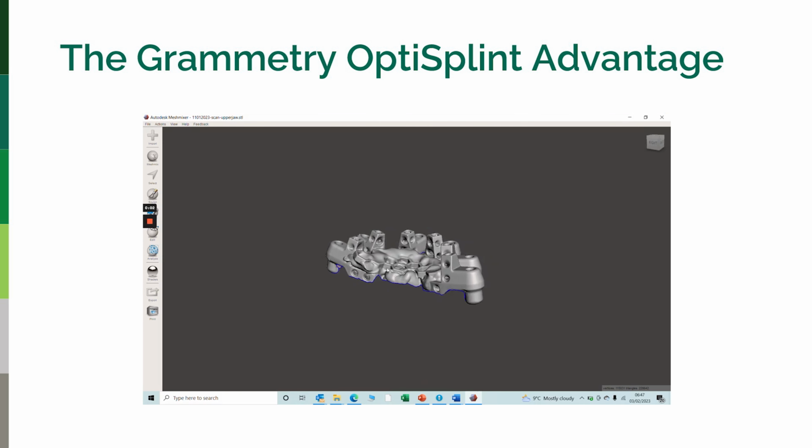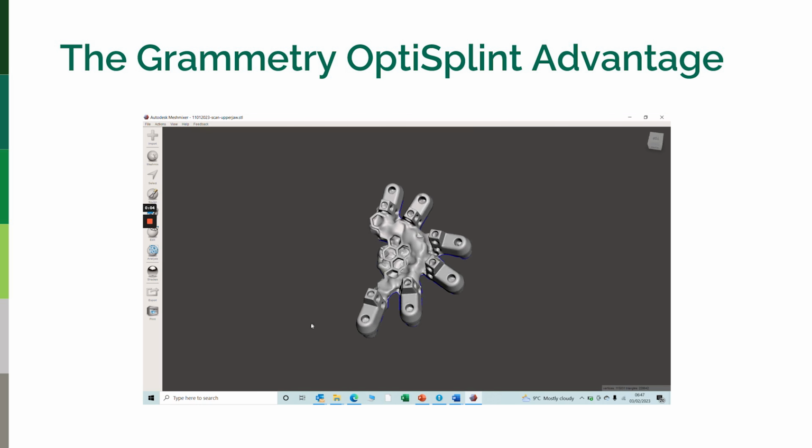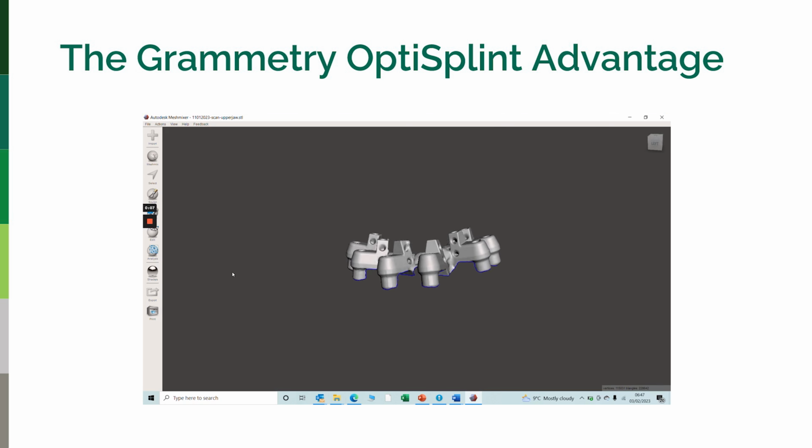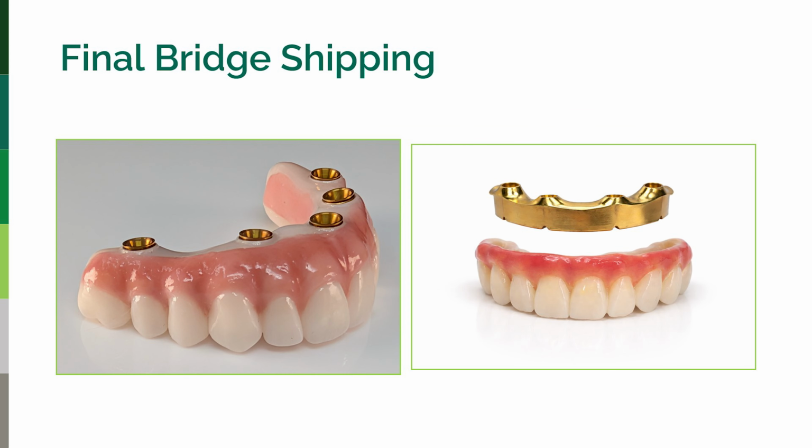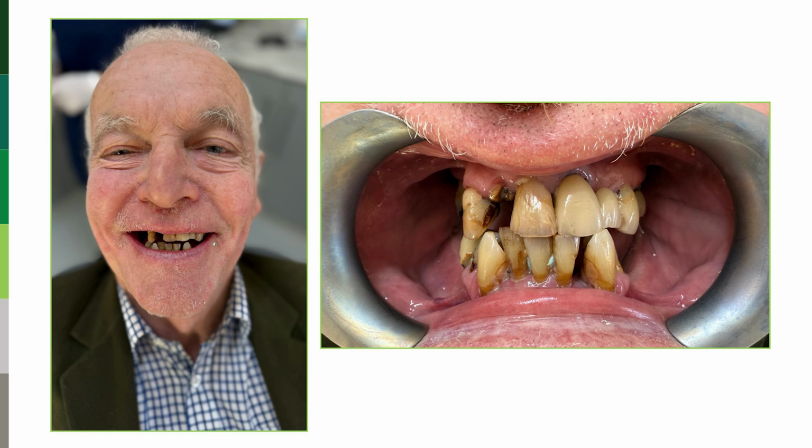This is an example of when the Optisplint is sent back into the laboratory and we lab scan it. Remember that the lab scanning process is going to be more accurate than you scanning with your iOS. Ultimately, once we've confirmed the design, the final bridge is manufactured and shipped, and this can be monolithic, as in so many of these cases with the Passivity Plus added, or it can also be a tie bar or a taco type design with a titanium bar, if that's what you prefer. So let's look at a couple of case examples.